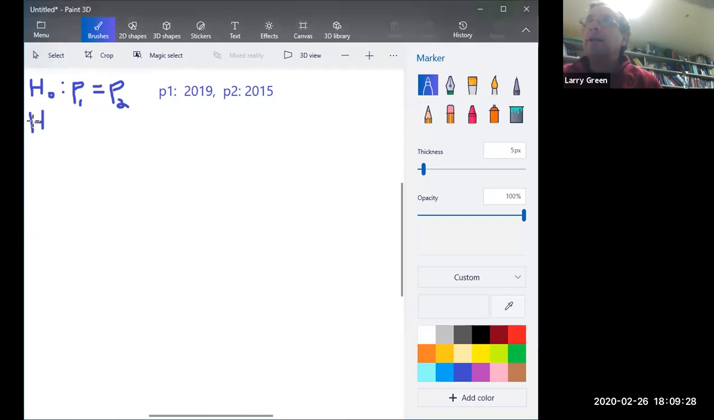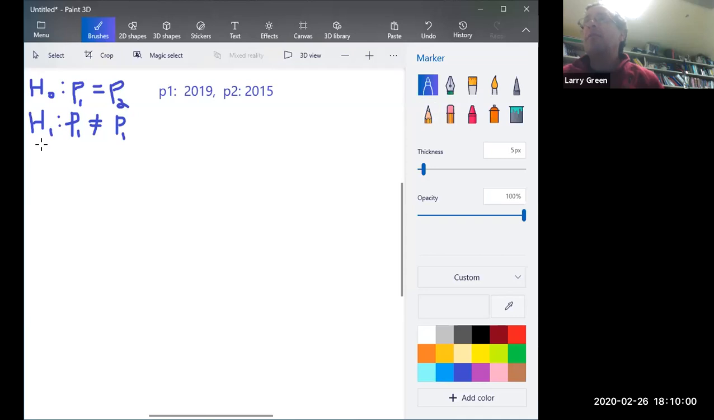H1 colon P1. And I usually like to do this. So I go P1, then I write P2. It's always going to start the same. The only thing that changes is the inequality. And as Caledon said, this is a not equal to. So this is what's called a two-tailed test. Any questions on that?